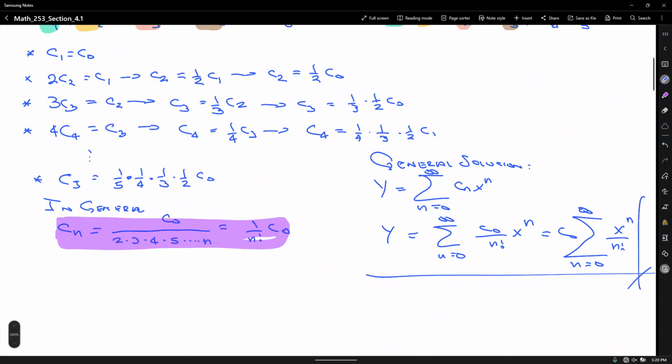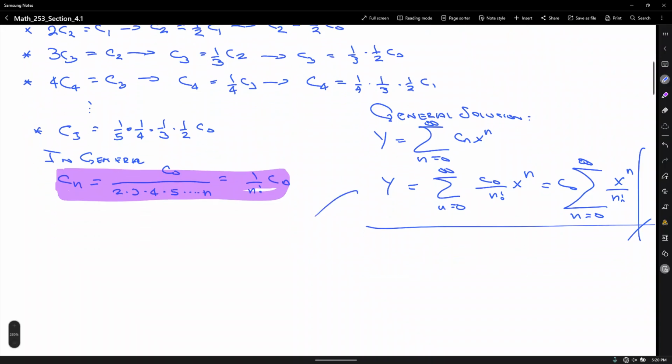Did you recognize that series by any chance? That's the exponential function. So y equals c naught e to the x, but in this case, we would just write y equals c e to the x.